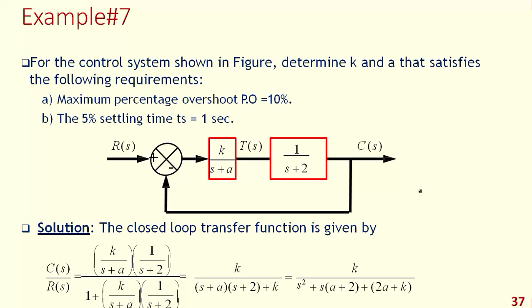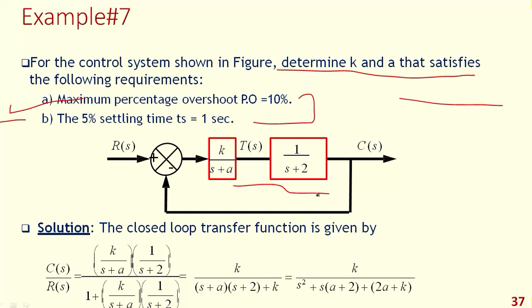So let us discuss a problem on the time domain. For the control system shown in the figure, determine the value of k that satisfies the following requirements: maximum percentage overshoot or peak overshoot, and settling time is 1 second. Using these two data, we have to find the value of k. So this is the transfer function. These two blocks are in series, and this is feedback. If you apply the feedback and block diagram reduction technique, you will get the equation like this.